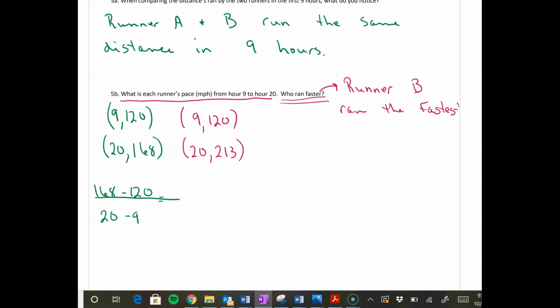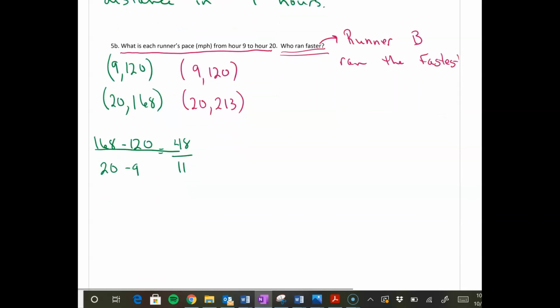So 168, take away 120, that's 48. Again, if you need a calculator, grab a calculator, it's no big deal. I'll need it for the division. And 20, take away 9, that's 11. And then I'll want to divide 48 by 11. And when I'm done, I get 4.36, a bunch of 36 repeating, so I'll just leave it at 4.36.